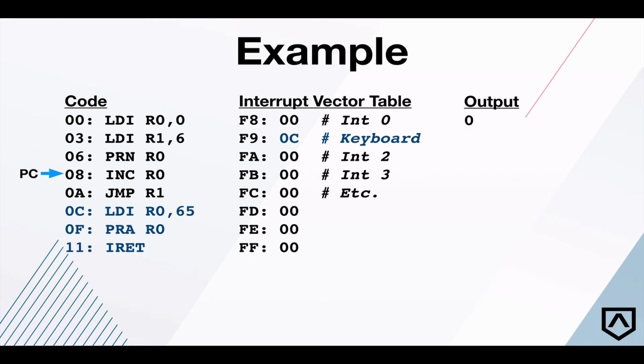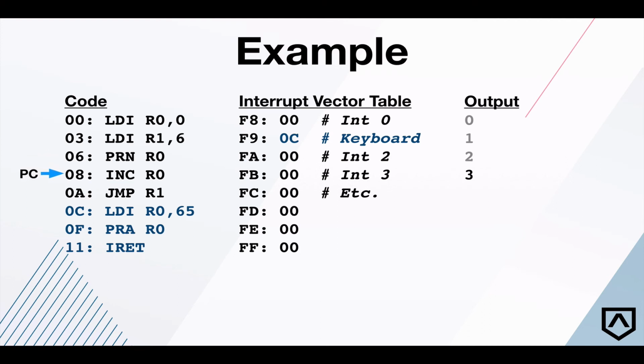Then we're going to increment R0 so it becomes 1, and we're going to jump back to address 6. And then we're going to print R0 again, and increment R0, and jump back to R1. And we're going to print R0 and increment R0 and jump back to R1. And then we're going to print R0. This is what our program's doing. It's printing out numbers from 0 to infinity.